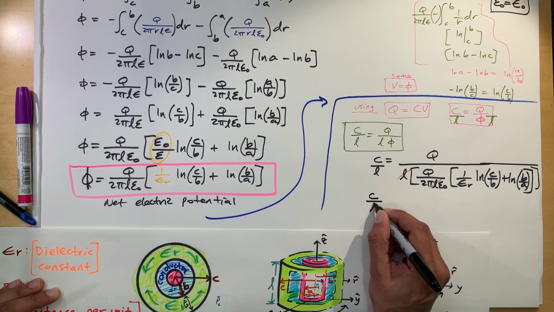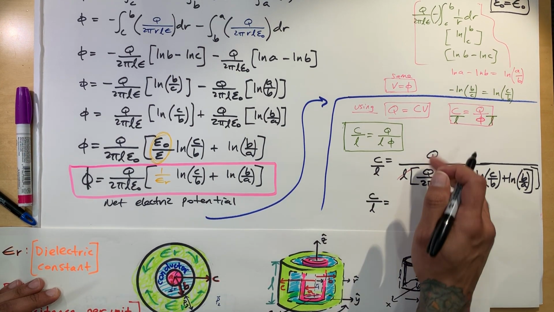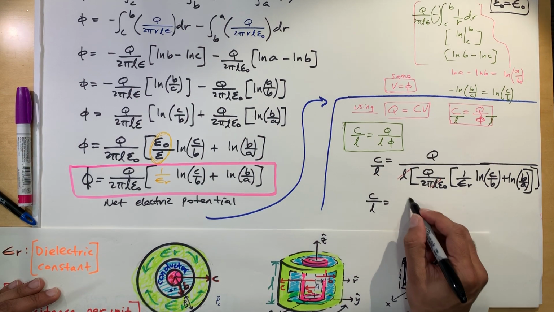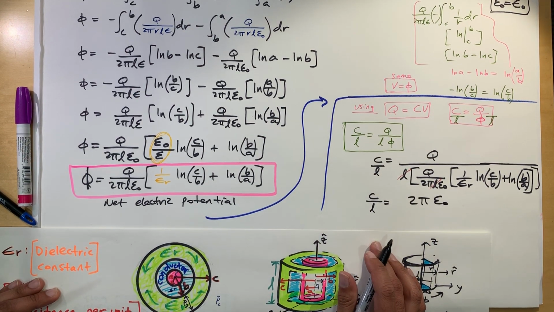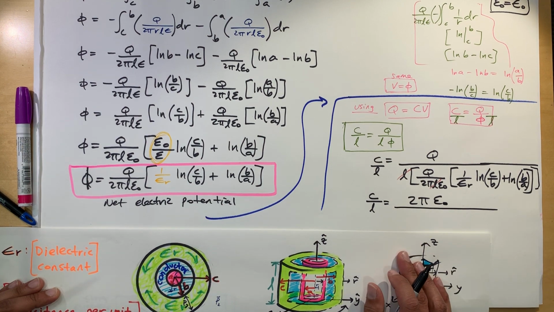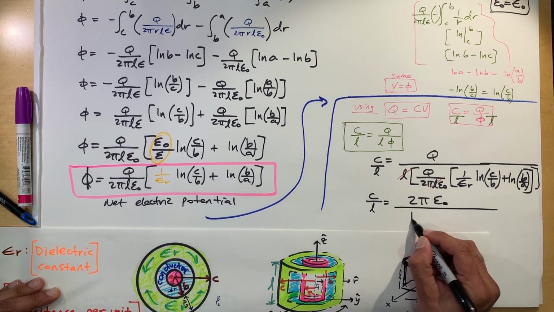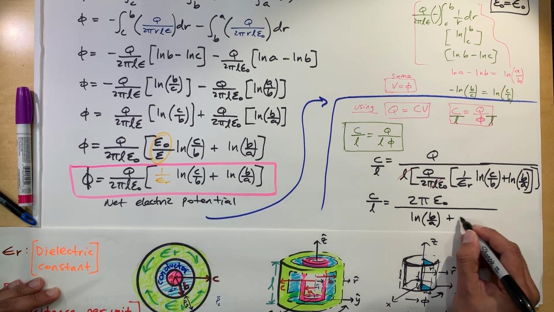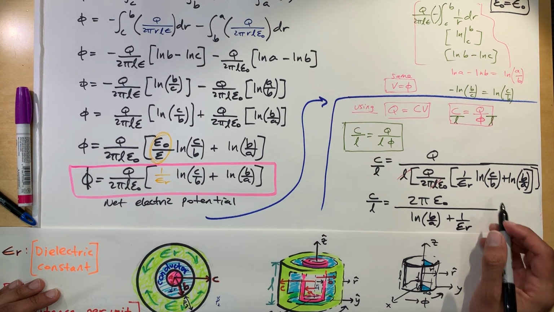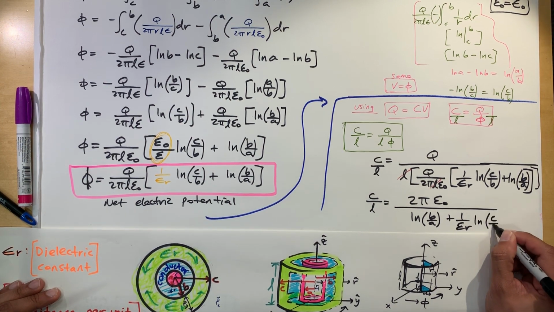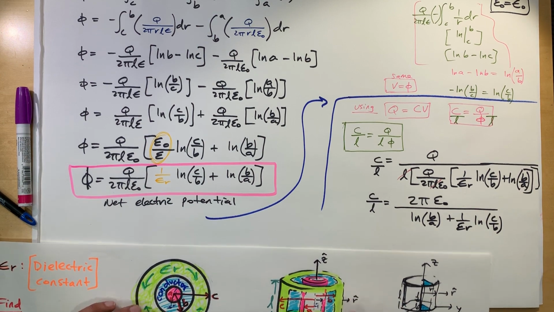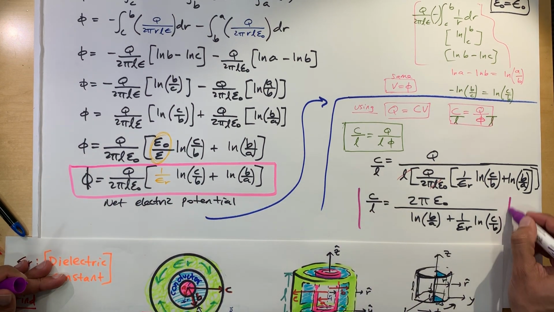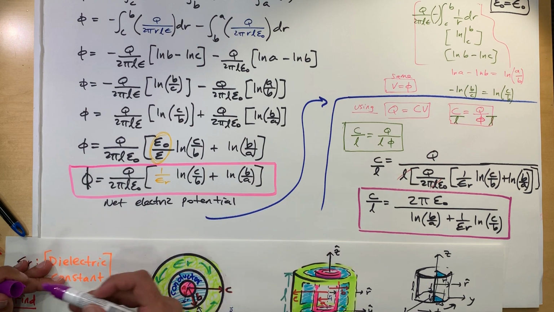We got C over L, capacitance per length. The Q's canceled, right, and left us with just 2 pi epsilon naught on top. So 2 pi epsilon naught, and then all that is over ln of B over A, write this one first, and then plus 1 over epsilon R, ln of C over B. And that's it. All right, so let's highlight it with this. Okay, so that's capacitance per length.